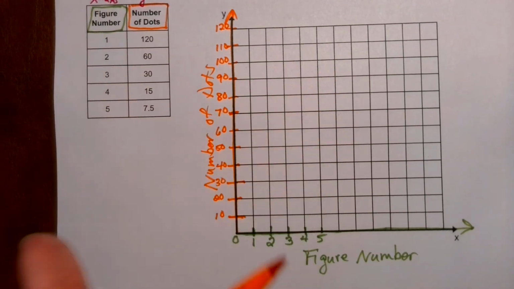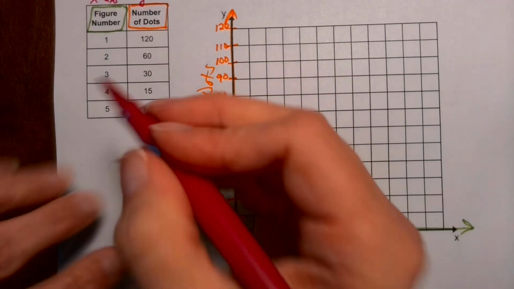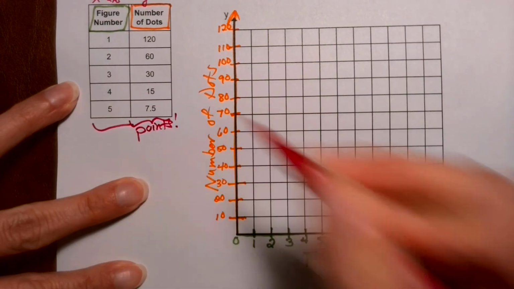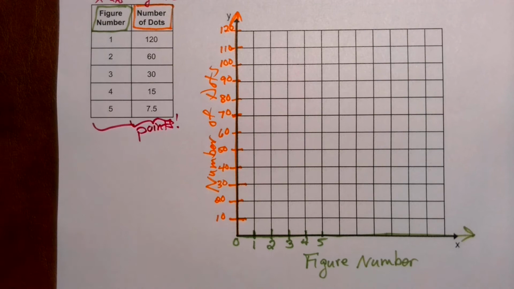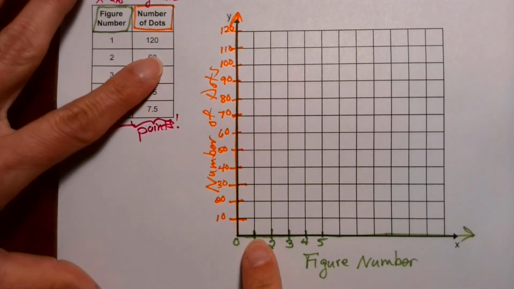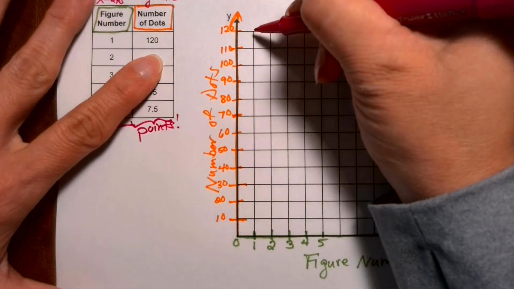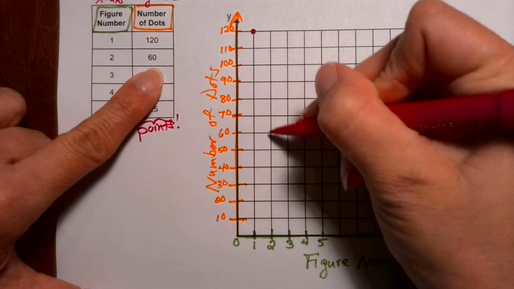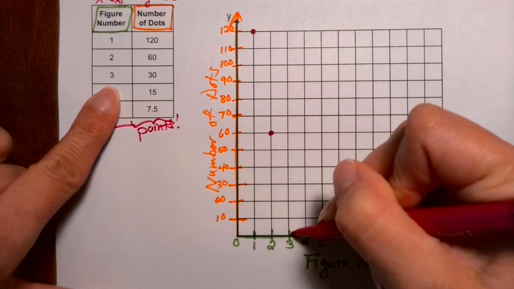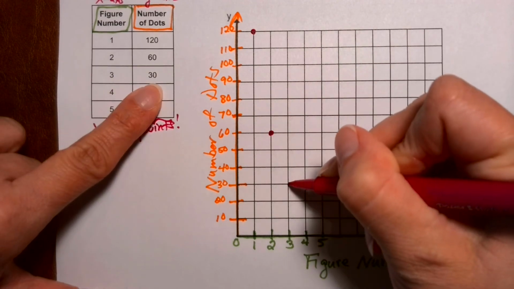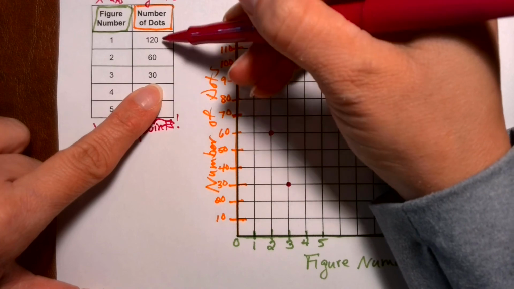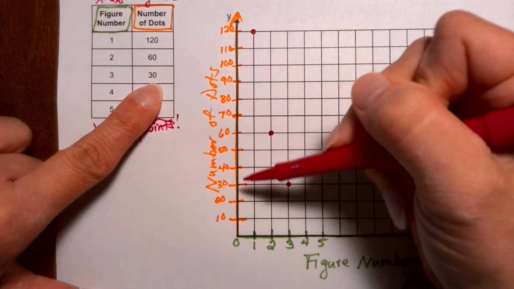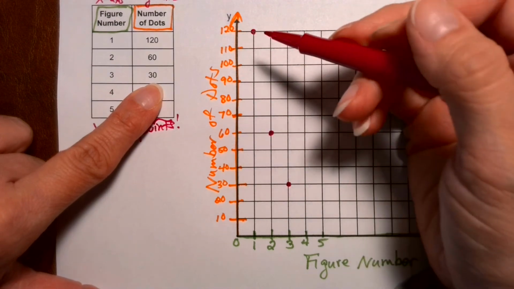So what do these things here represent? This data right here, these are the points, both of them put together. I need to go to 1, and I have to put a point all the way up here at 120. I have to go to 2 and put a point at 60. 3 gets a point at 30. These numbers don't tell you how to label. These numbers are the points.